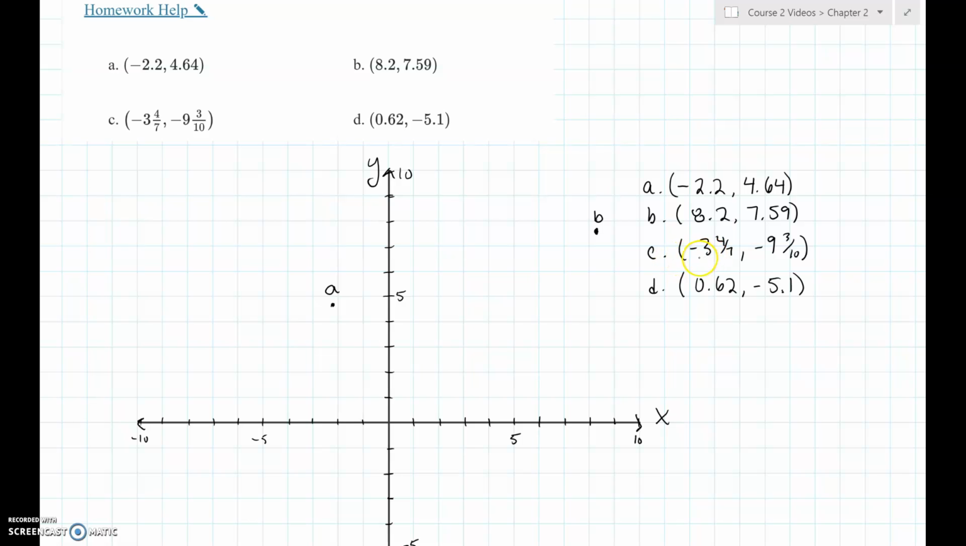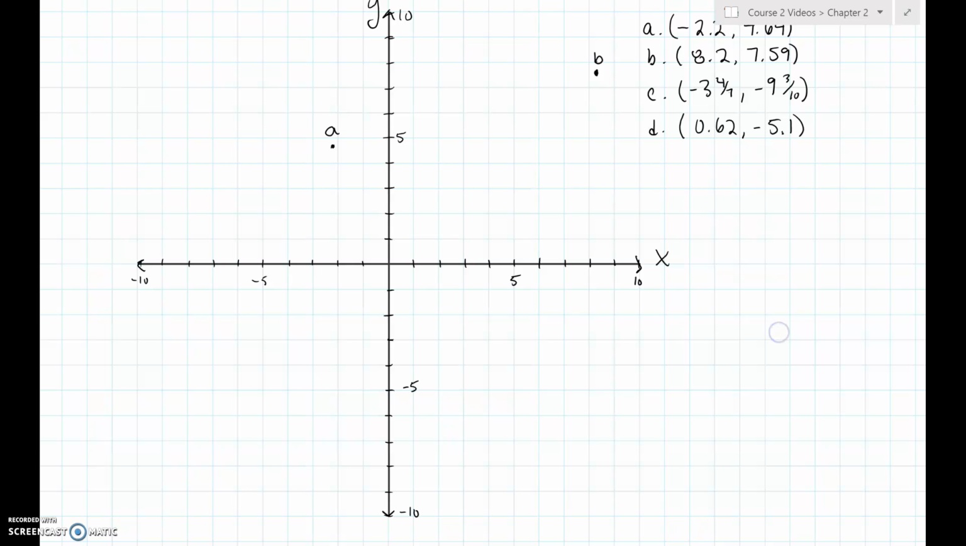Now we've got C is -3 and 4/7. So the question is, is that more than 1/2 or less? Well, 4/8 would be 1/2. So if we have 4 out of 7, that's more than half, right? 3.5 out of 7 would be half. So this is a little more than 3 1/2, and that's a little bit less than 9 1/2.